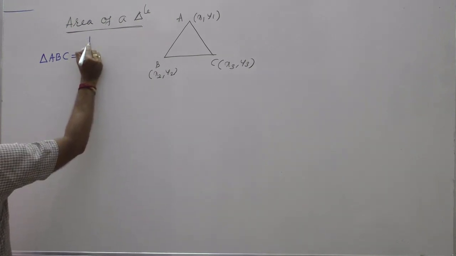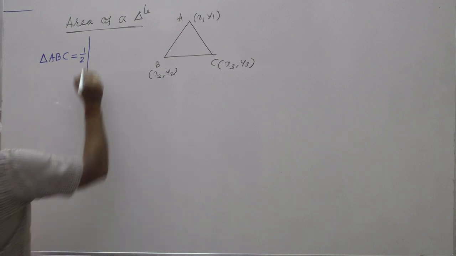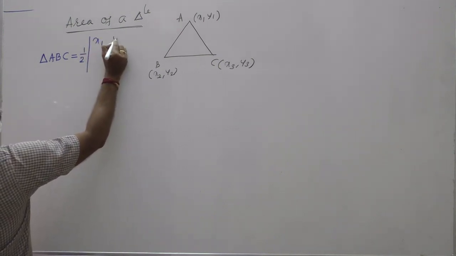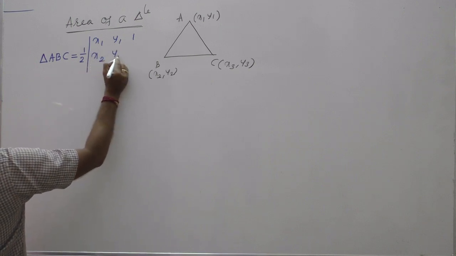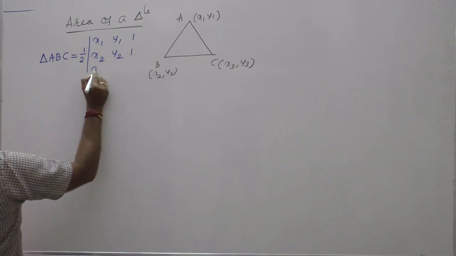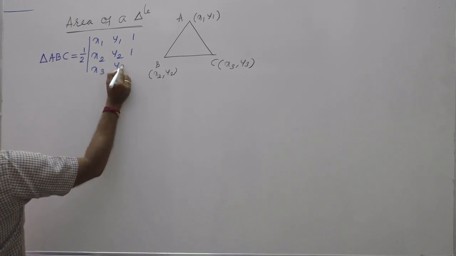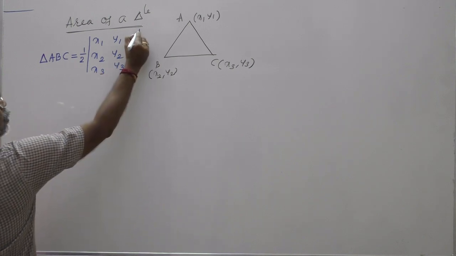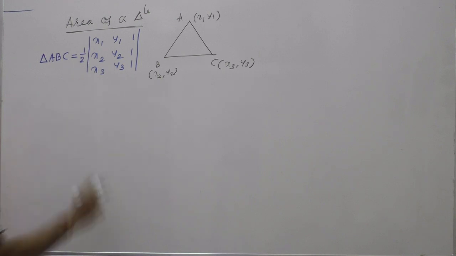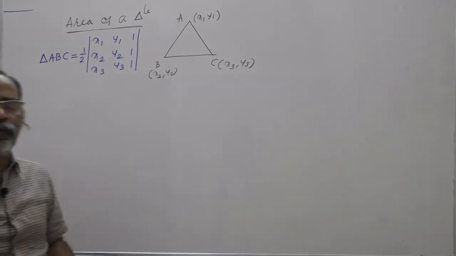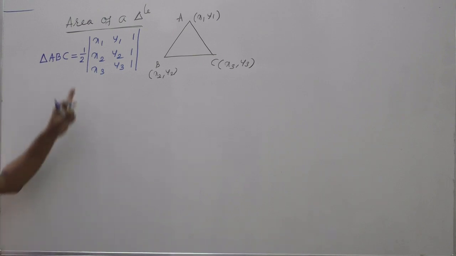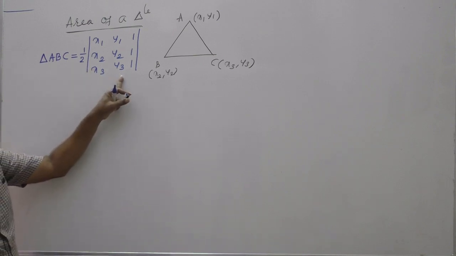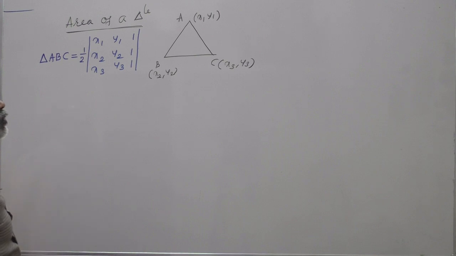half mod of the determinant with rows x1 y1 1, x2 y2 1, x3 y3 1. So this will give us the area of the triangle. It is applicable for any triangle whose vertices are known. So half into this 3 by 3 matrix determinant.